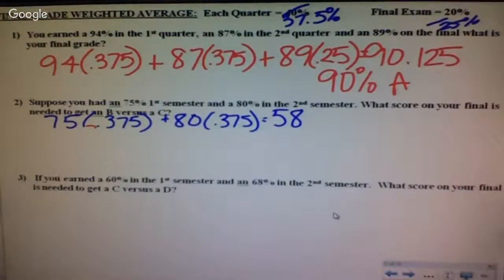All right. So if I want to earn a B, what's my lowest B I can ever get? An 80. So technically 79.5% will round up to a B. Right now I've got a 58. What's the difference there? 21.5.